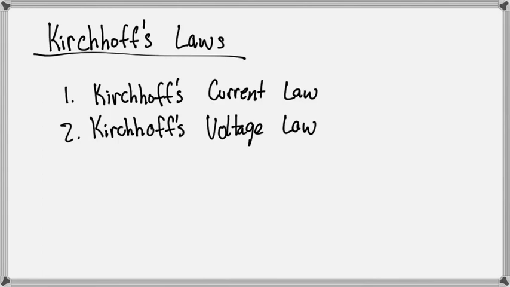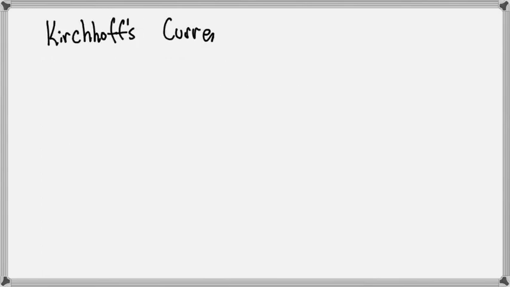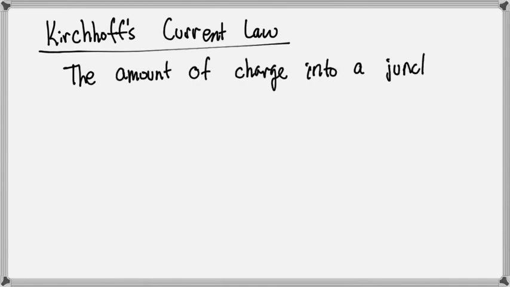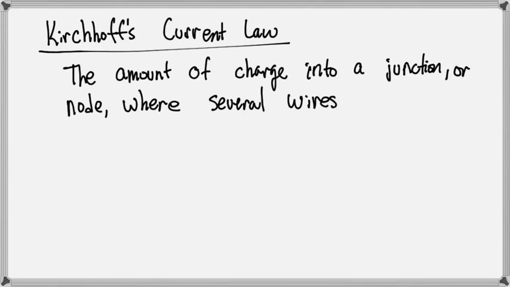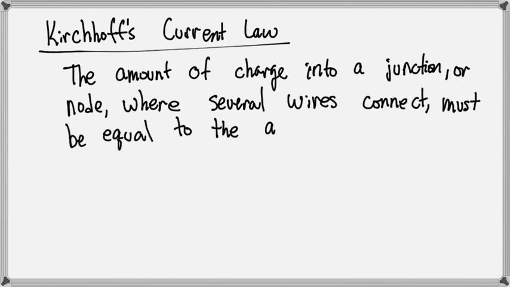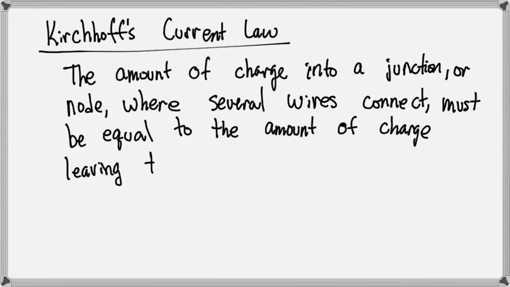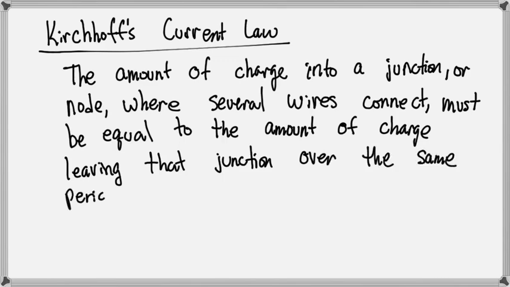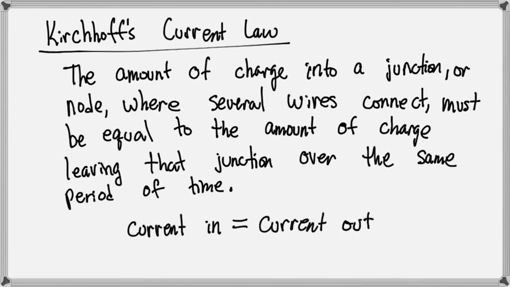So let's take a look at Kirchhoff's current law. This basically states that the amount of charge entering a junction or a node where several wires connect must be equal to the amount of charge leaving the junction over the same amount of time. And because charge over a certain amount of time is electric current, this law states that current in must equal current out. That's current into the node must equal current out of the node.